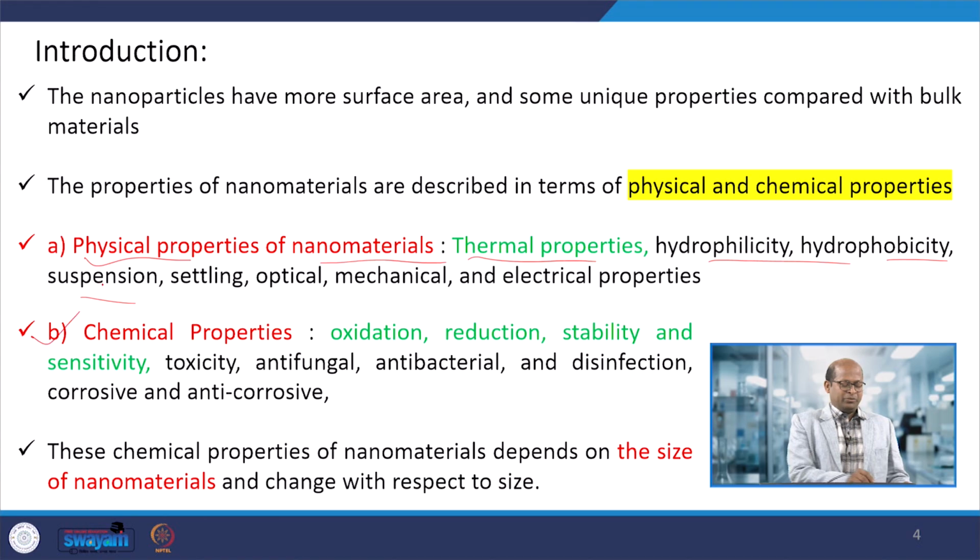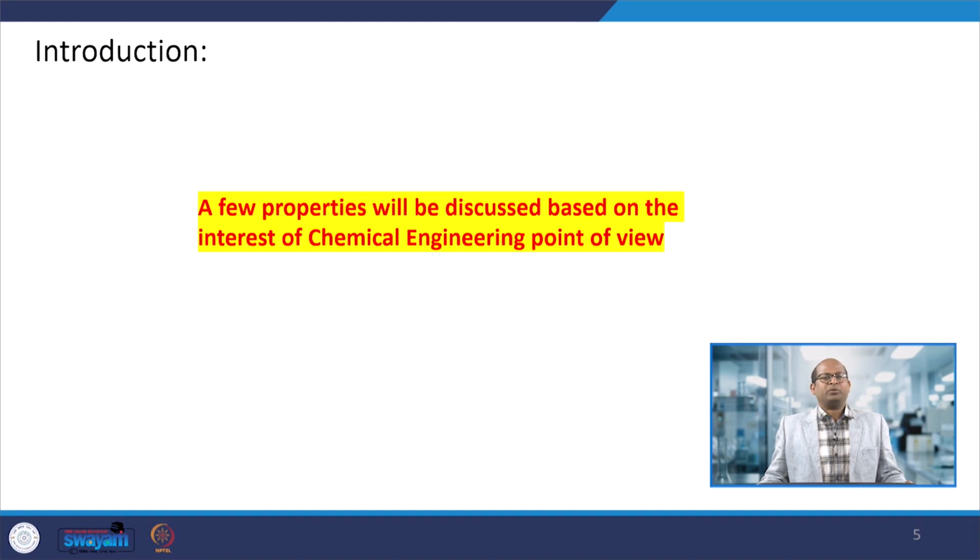And chemical properties include oxidation, reduction, stability, sensitivity of the materials, toxicity, antifungal, antibacterial, disinfection, and corrosion resistance or anti-corrosive property. These are the various chemical properties in nanomaterials. They of course depend on the size of the materials, that is, at what particular size in nano form we are preparing the material. Once it changes from bulk to nano, the properties change.